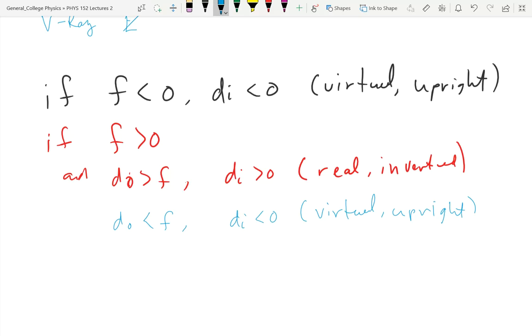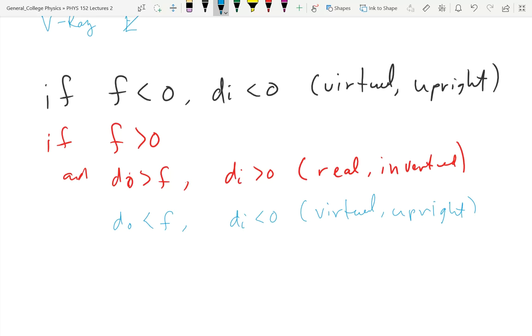It's the separator. Okay, just so I have it clear, if it's virtual and it's on the other side of the... Now, this we have to separate between lenses and mirrors. If it's a mirror, a virtual image is on the other side from the object, because that's the wrong place for the image to be. The light never gets to the other side of the mirror. So a mirror making a virtual image, it's always on the other side of the mirror.